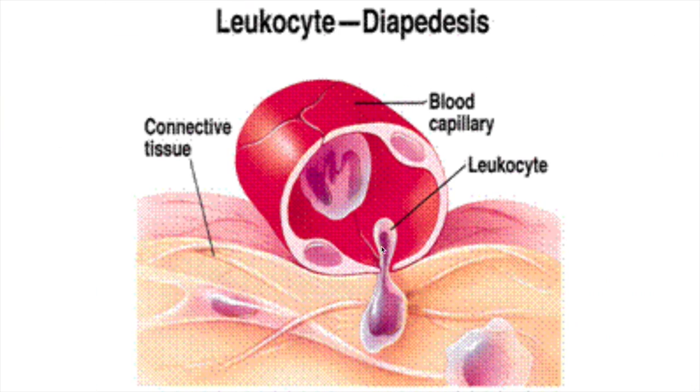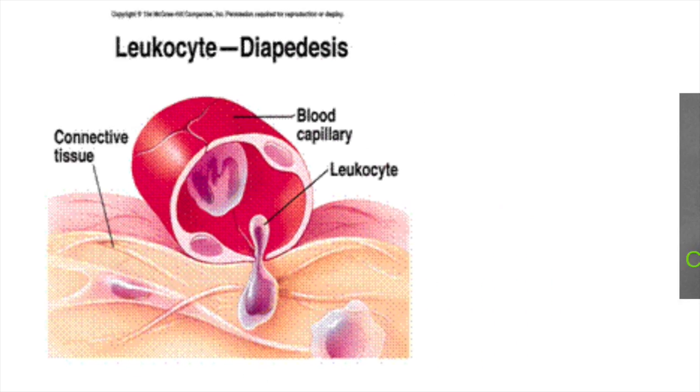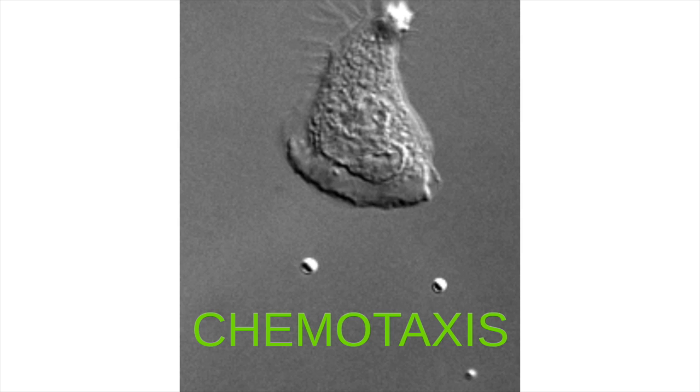And here's a picture of it happening in a capillary. And then you have what is called chemotaxis. Chemotaxis, they're attracted to chemicals that guide them to the site of an injury or an invader. So it's hard to tell, but these are bad guys down here, and this white blood cell is moving towards them.